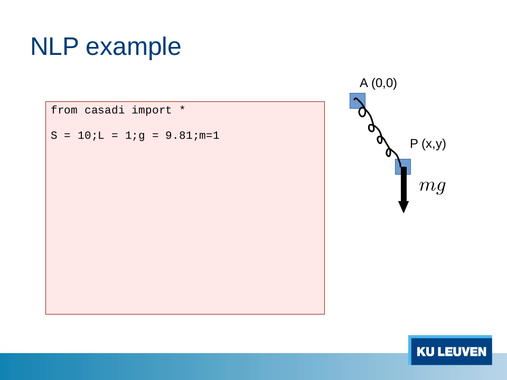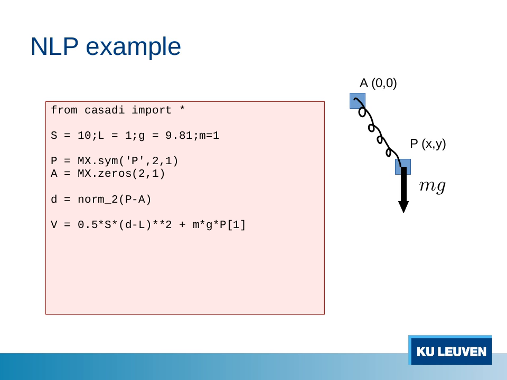How can we solve this problem in CasADi? It's as follows. We start by importing CasADi and defining some constants. Then we say we want a 2x1 decision variable P, which will hold the unknown coordinates. And for A we need a 2x1 vector with zeros. Now we're going to write pretty much the formula of the previous page. We start by taking the 2 norm of the difference of the 2 vectors. You can write it like this. And then the expression for potential energy.